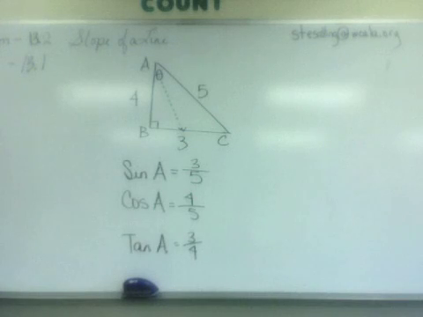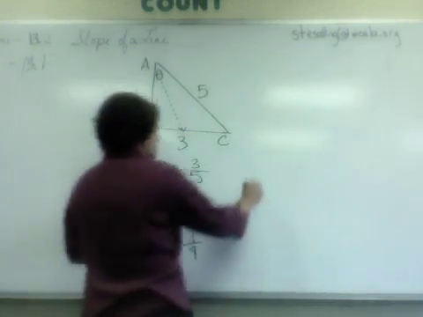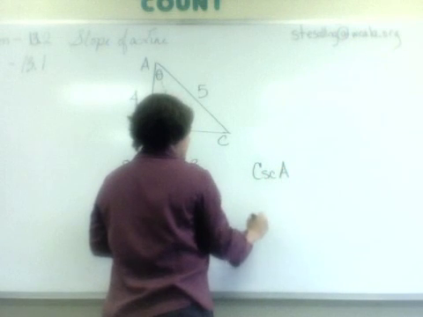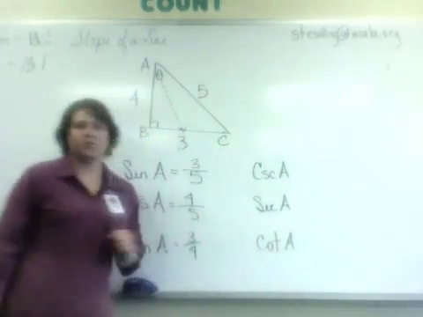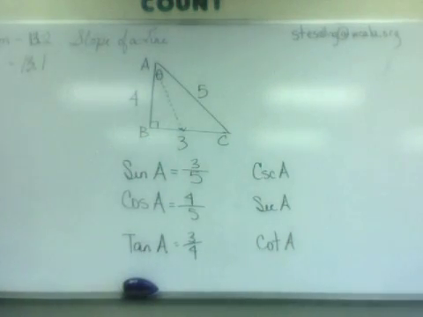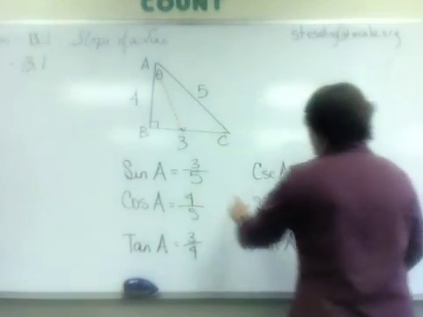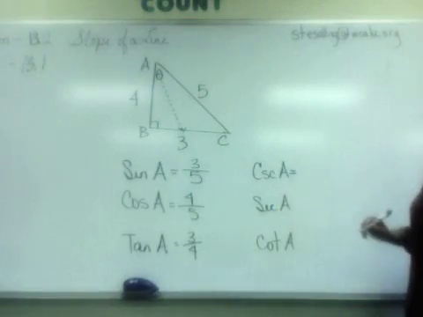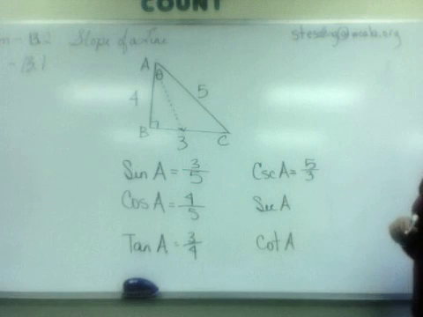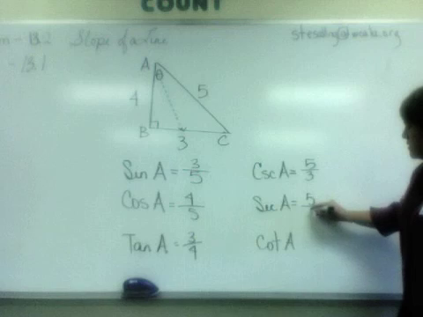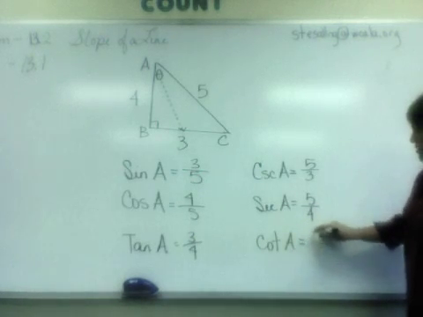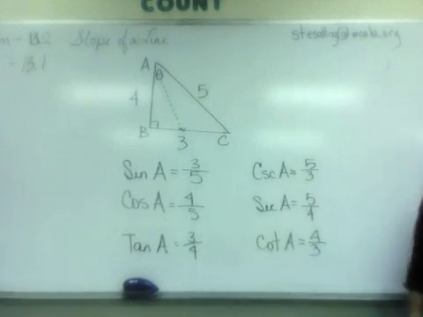Okay? Now, if I wanted you to also find the cosecant of angle A, the secant of angle A, and the cotangent of angle A, once you know the sine, cosine, and tangent, all you have to do is invert the fraction. If the sine is 3/5, then the cosecant is 5/3. If the cosine is 4/5, then the secant is 5/4. And the cotangent is 4/3.